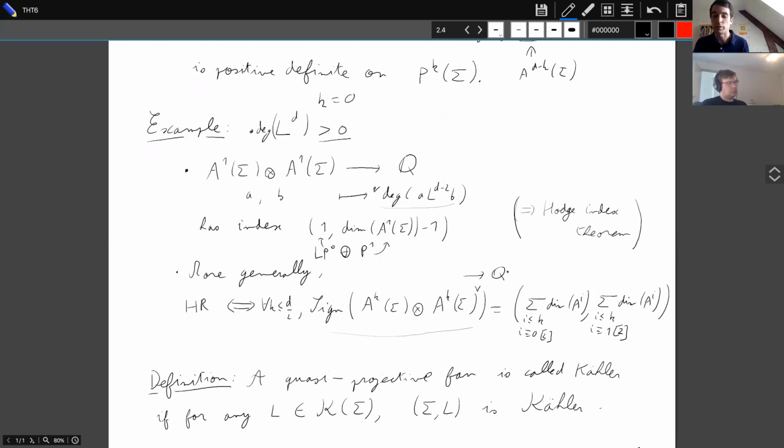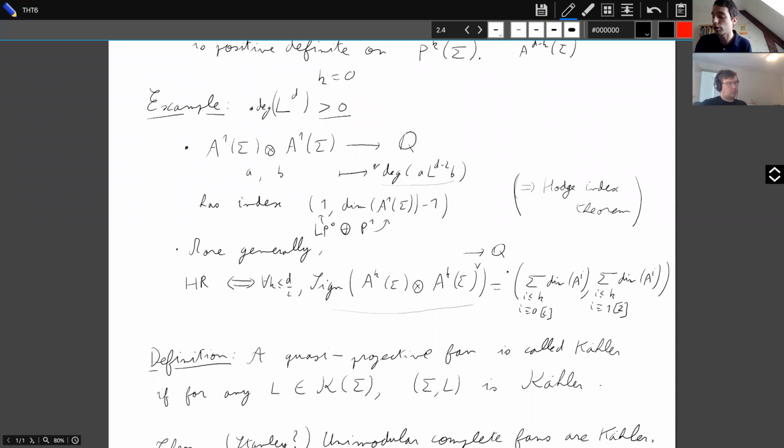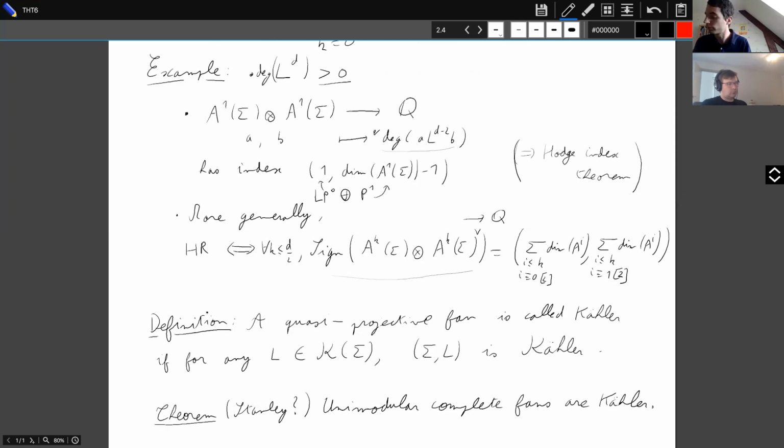And in fact, it's an equivalence. If you have the good signature for any Ak, by induction, you can prove that, for instance, A0 is positive definite because the signature is 1, 0, etc. And so you can get back at Hodge-Riemann. If you know the signature, you know if you have Hodge-Riemann or not. Okay.